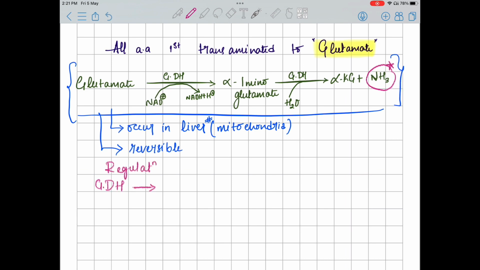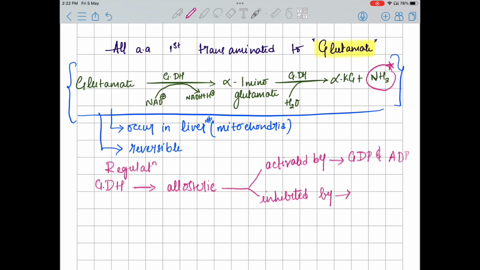And how does the regulation of GDH take place? First of all, allosteric regulation takes place. It is activated by GDP and ADP, and its action is inhibited by GTP and ATP. So it's simple: activated by GDP and ADP, inactivated by GTP and ATP.